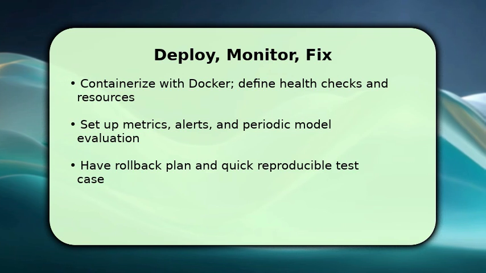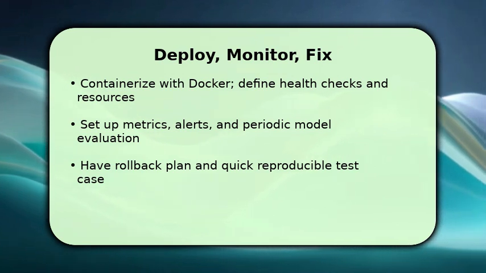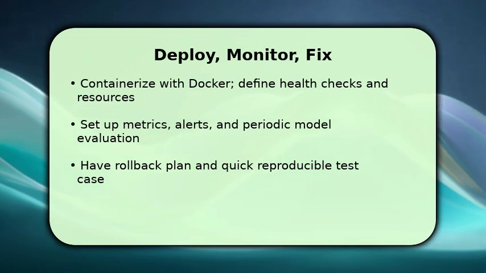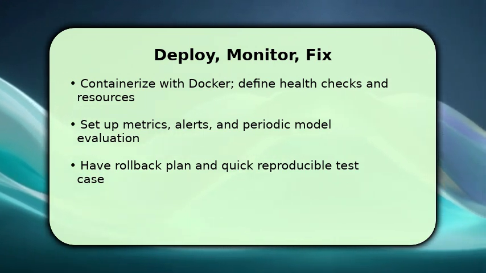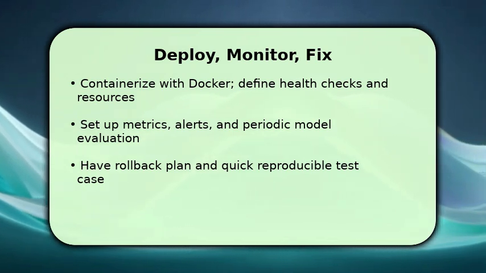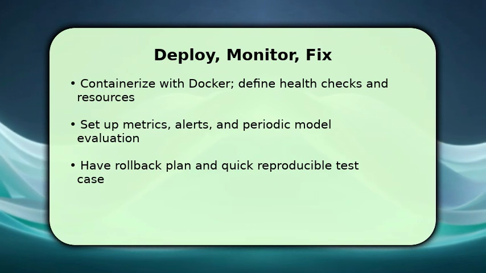Schedule periodic evaluation to detect model degradation. Make sure to version models and have a rollback path. If things break, reproduce the issue with a minimal test case and compare logs and inputs against a known good run. That quick feedback loop gets you back to stable operation fast.